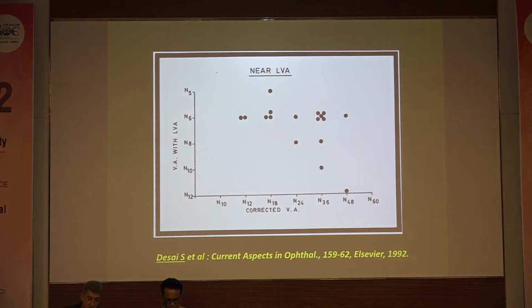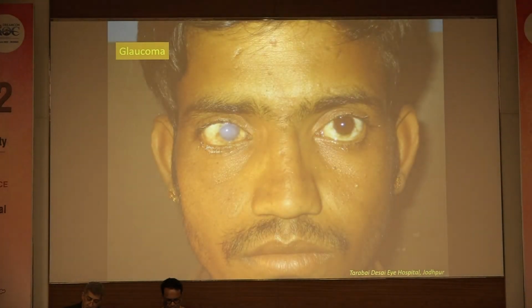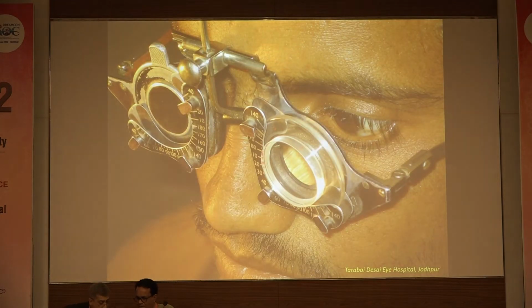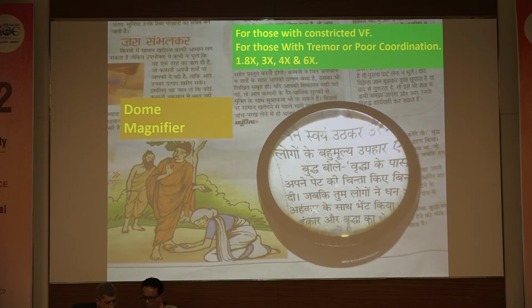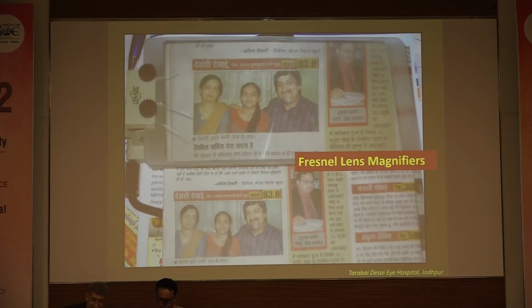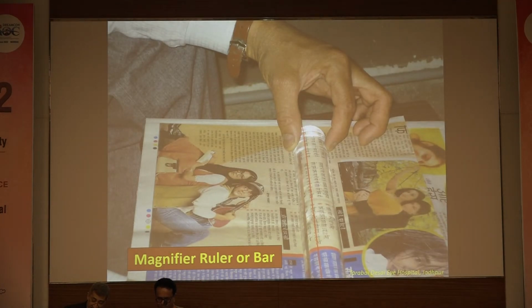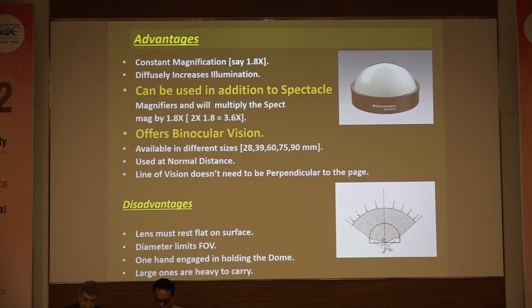So this is the same study showing the visual acuity improvement up to N6. And this is an example of an only-eyed patient with advanced glaucoma in the seeing eye benefiting from the high plus reading glasses. And these can be used for monocular and binocular purposes. There are a few other examples which can be tailored to patients' needs, like dome magnifier for those with constricted visual fields, Fresnel lens magnifiers, magnifier ruler or bar. And they have the advantage of offering binocular vision, and they can be used in addition to these spectacles.